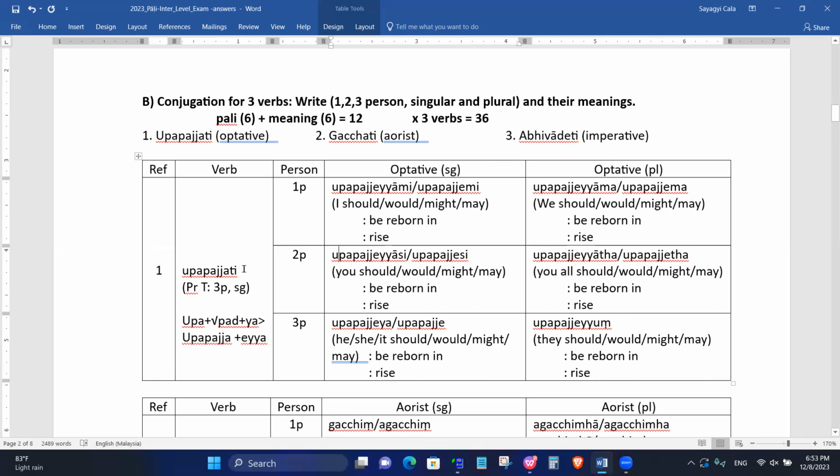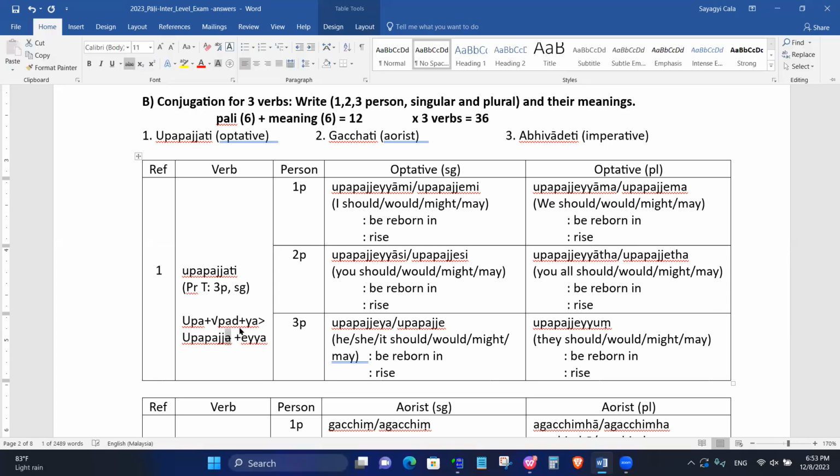So upapajati, very easy. Actually, you don't need to show this one. If you want to show upa plus pat, I think people confuse the D and Y. Here, D and Y become JJ, all right? So upa paja, you minus the A. So this elated, you got A. So upa paja.